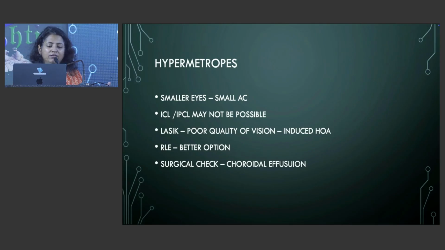Hypermetropes, yes, they have an advantage with clear lens extraction because these are smaller eyes. So many a time you don't have the AC depth for the ICLs. And with laser procedures, as we know, there are higher chances of induced higher order aberrations in the hypermetropic corrections. So this could be a good option. But if they are really small eyes, then again choroidal effusion is something that we need to keep in mind and keep a vitreoretinal surgeon backup as well, if need be.